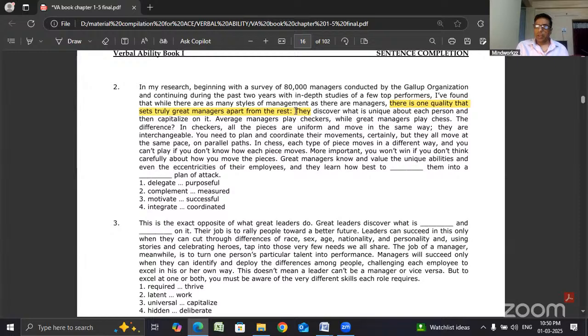And that is, they discover what is unique about each person and then capitalize on it. Now, this is a very important quality that managers actually practice in daily life. And this is actually what makes a team. You cannot imagine how powerful this quality is.